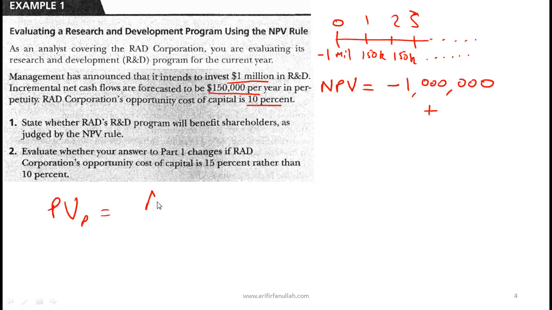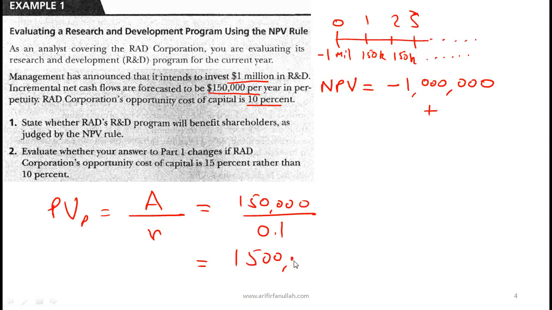What's the present value of a perpetuity? It is the cash flow, or whatever the amount is, divided by the rate. So if for this particular perpetuity the cash flow is, let's say, 150,000, divided by the rate of 10%, effectively this becomes 1,500,000, the present value of the perpetuity.